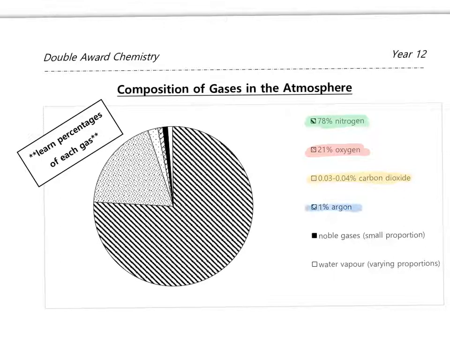The next percentage you have to learn is that it's 1% argon. So 1% argon, it's one of your noble gases. And then the remainder of the noble gases, they make up a small proportion. You just need to learn a small proportion. And then water vapour, you need to learn it as varying proportions. Again, it depends on your country, where you live, weather conditions and so on, humidity, etc., what percentage water vapour makes up. So that's varying proportions. So the first four are the key ones that you have to actually learn specific percentages. And then know that noble gases make up a small proportion and water vapour makes up varying proportions.